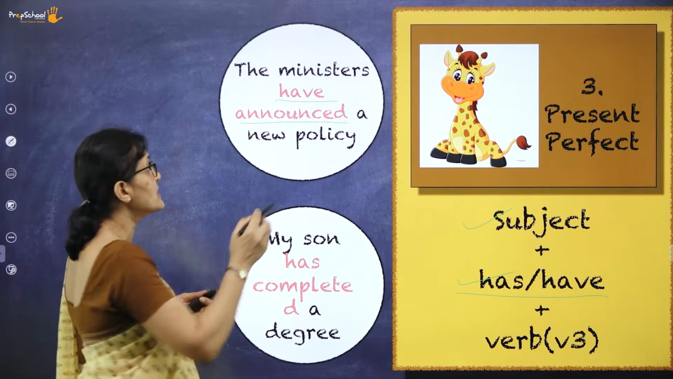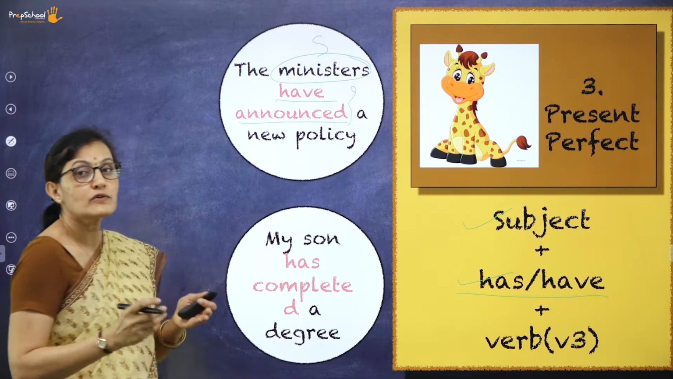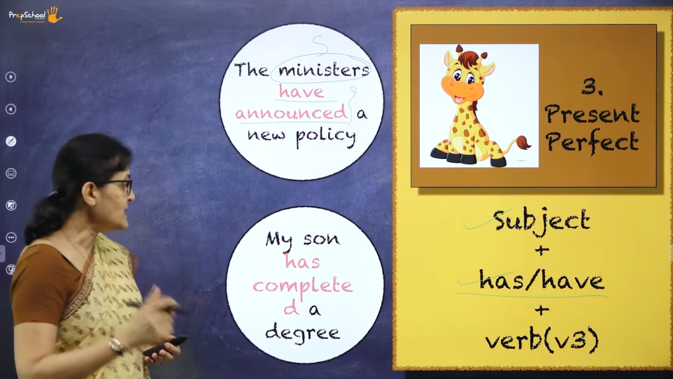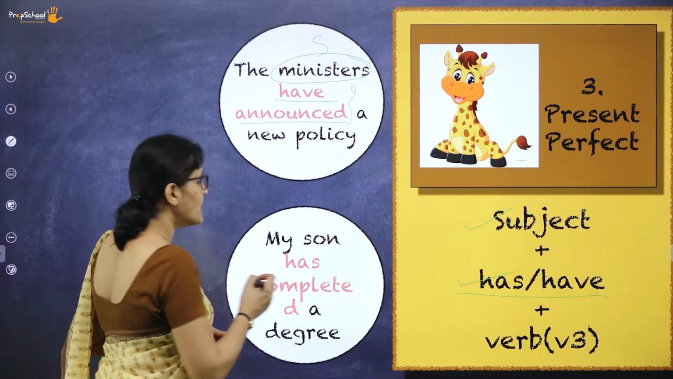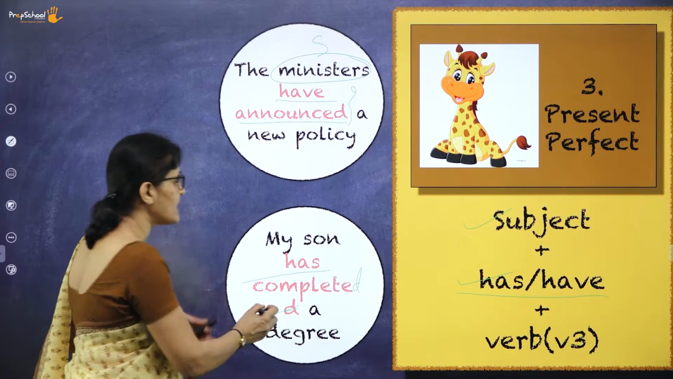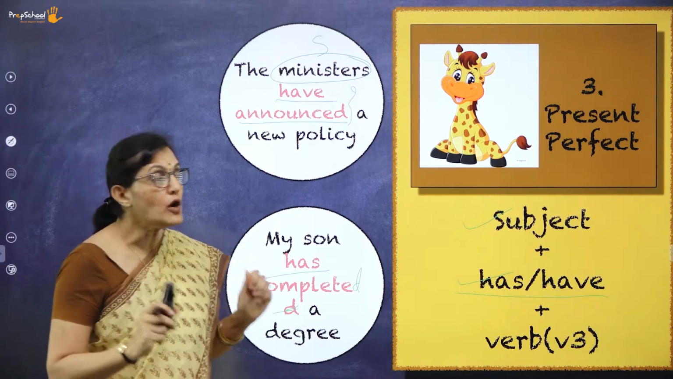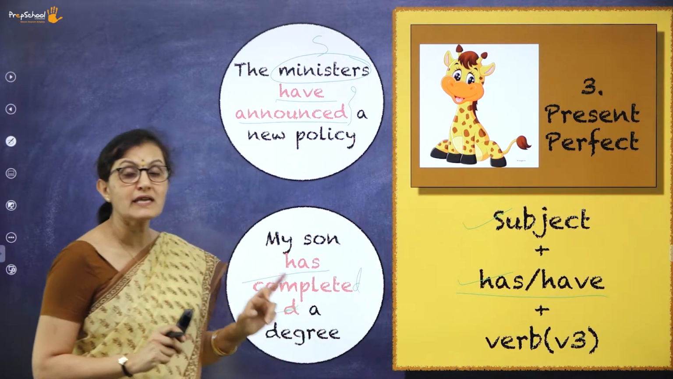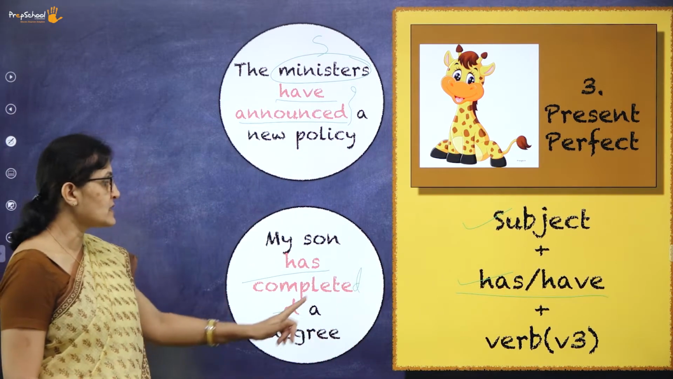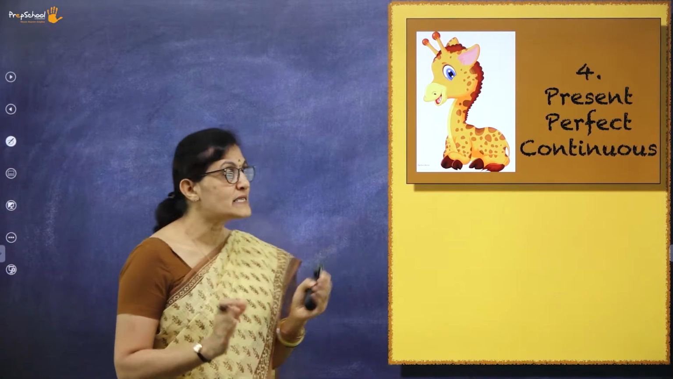So, what is the subject here? The minister is the subject and have announced becomes the verb form, becomes the tense. In the same way, my son has completed a degree. That is present perfect. Did you get me? So when you are talking about present perfect, then it is always with has and have and it is in the verb form 3.